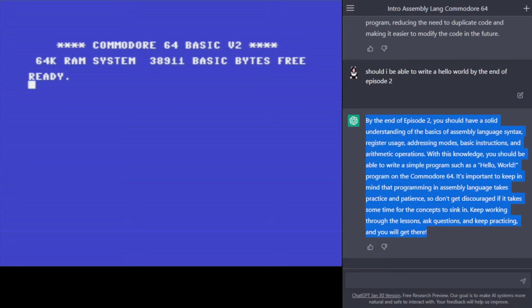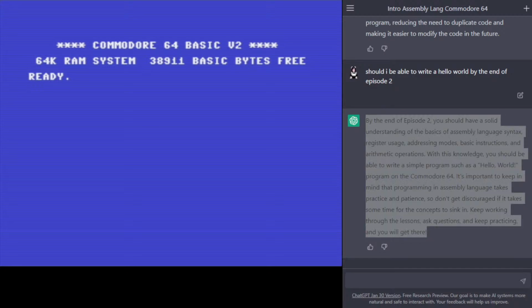Let's see what she said as an answer. By the end of episode 2, you should have a solid understanding of the basics of assembly language syntax, register usage, addressing modes, basic instructions, and arithmetic operations. With this knowledge, you should be able to write a simple program such as a hello world program on the Commodore 64. It's important to keep in mind that programming in assembly language takes practice and patience, so don't get discouraged if it takes some time for the concepts to sink in. Keep working through the lessons, ask questions, and keep practicing, and you will get there.